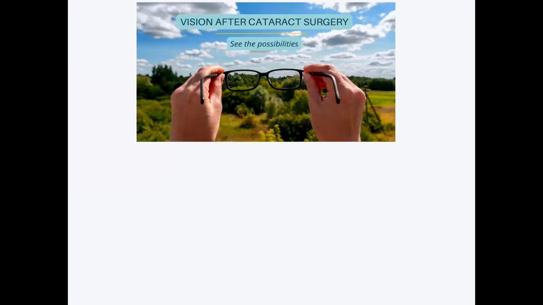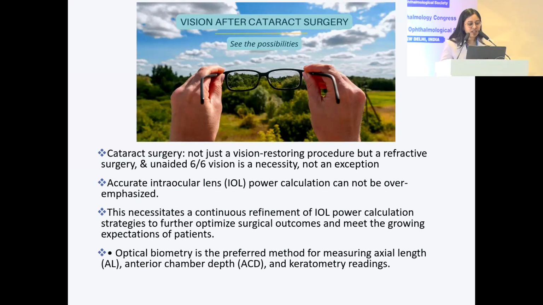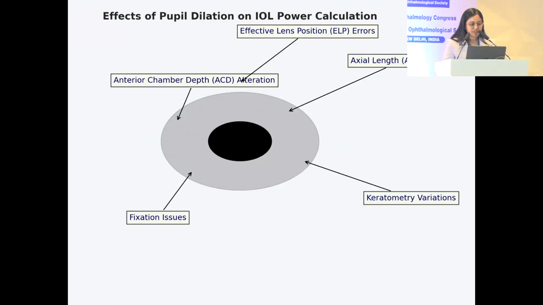As we all know, cataract surgery is no longer just a vision restoring procedure but a refractive surgery, and unaided 6/6 vision is a necessity nowadays and not an exception. And in such a scenario, accurate IOL power calculation becomes very important.